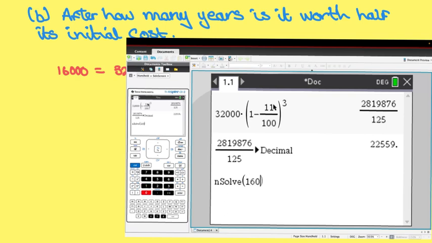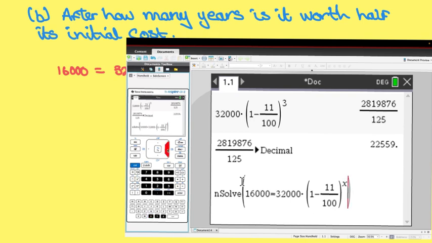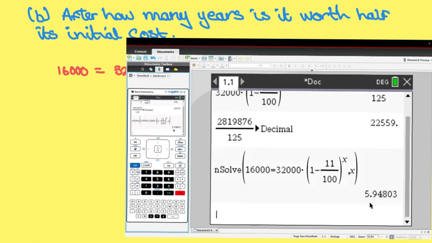So I want 16,000 to equal 32,000 times, open brackets, 1 minus 11 divided by 100, come outside, to the power of x. Now we're to solve for x, so comma x, press enter.